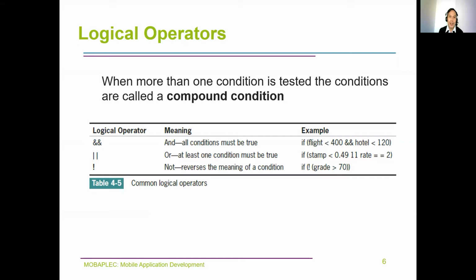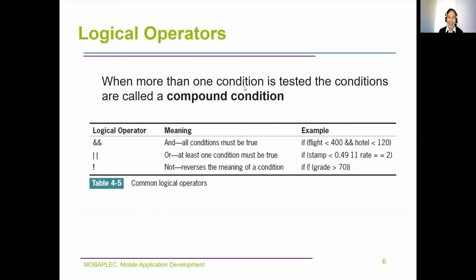So in programming, we have here an AND, the double ampersand. All conditions must be true because you use AND. For example, if flight is less than 400 and hotel is less than 120, this is actually an AND. Both must be true. Otherwise, it's not an AND.